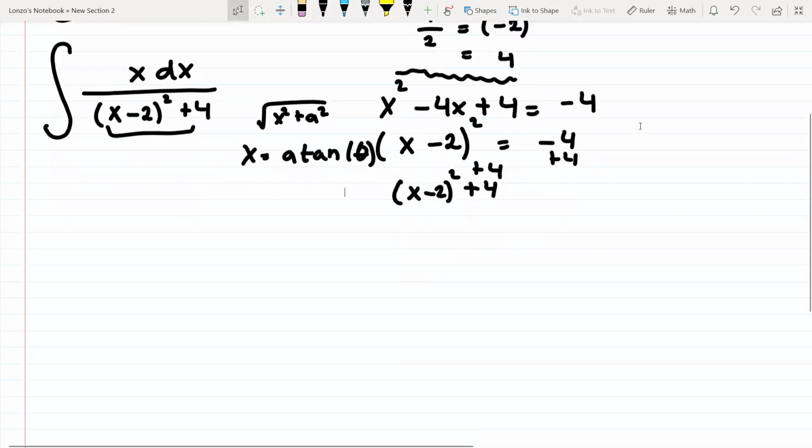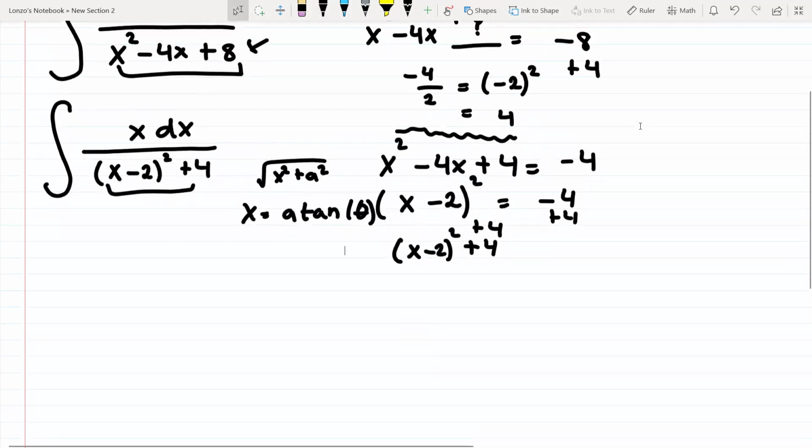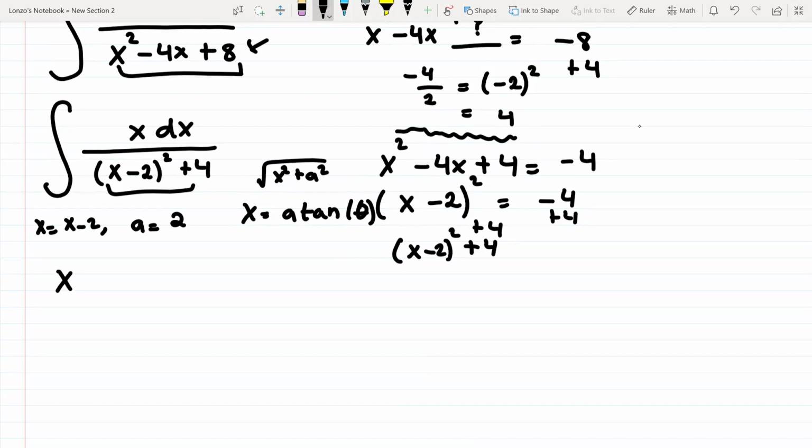What do you think our x is going to be, and what do you think my a value is going to be? I believe our x is not just x, it's actually this whole thing, x minus 2. And our a, or constant, is what number squared gives you 4? I'm going to say 2. So my x is going to be x minus 2, and my a is 2, so x minus 2 equals 2 tan theta.